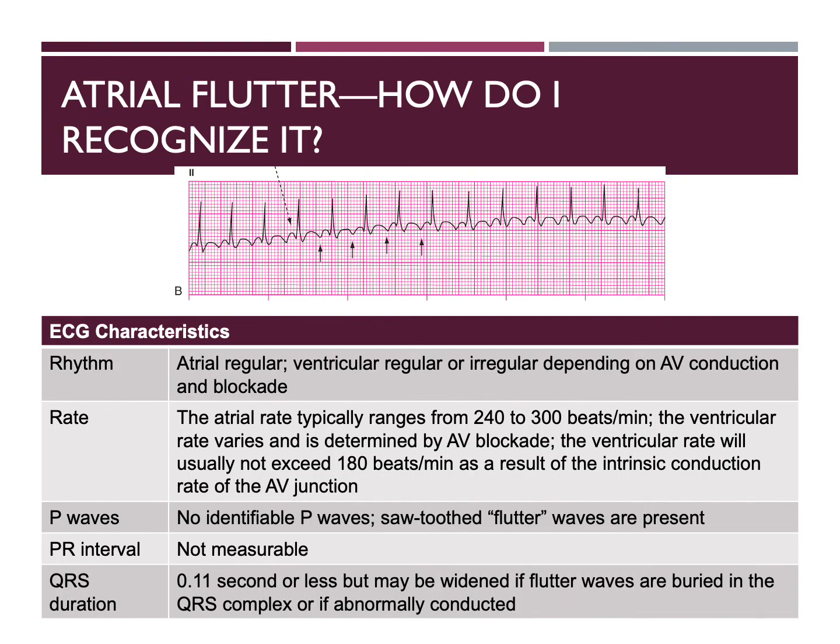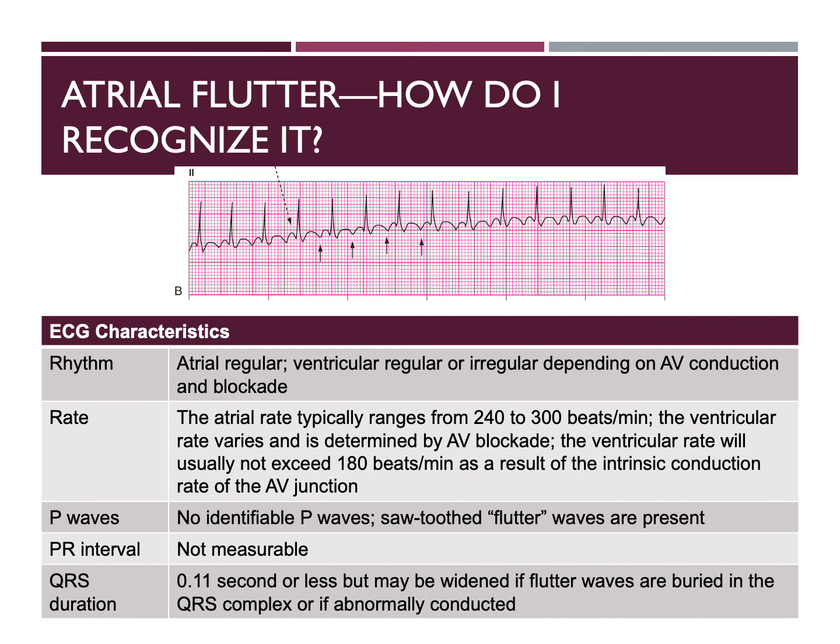So, how do we recognize it? This rhythm strip is going to show us a narrow QRS tachycardia with a ventricular rate just under 150 beats per minute. And the arrows are going to indicate on here the possible atrial activity. So our atrial rhythm is going to be regular, and our ventricular rhythm is going to be regular or irregular, depending on the AV conduction and the blockade that's there.